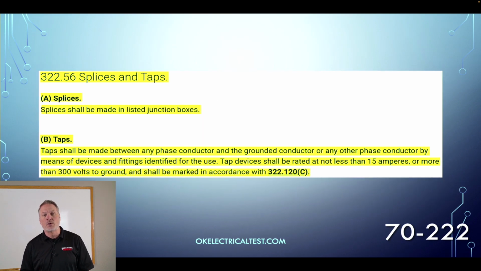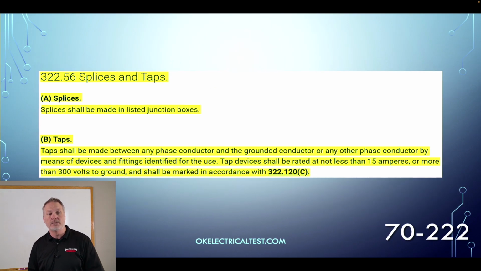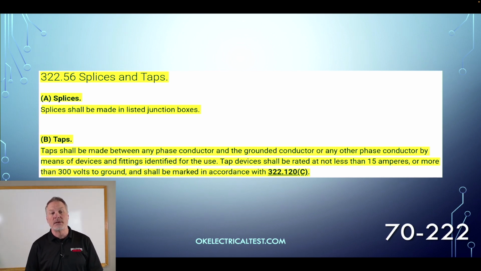Let's move on to 322.56 splices and taps. And so these splices and taps are going to be for 322, which is FC cable. And so letter A, we've got splices. Splices shall be made in listed junction boxes. So we need to be able to get to those splices or taps, so we're going to do those in listed junction boxes. And then letter B, taps.